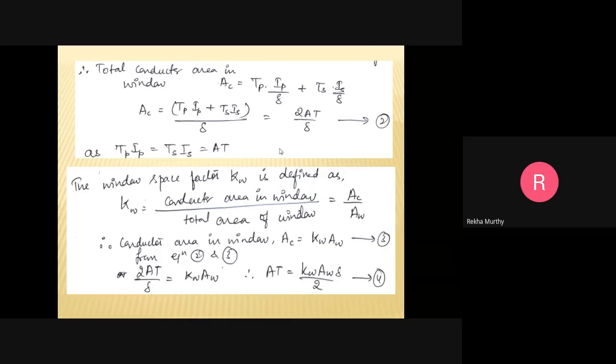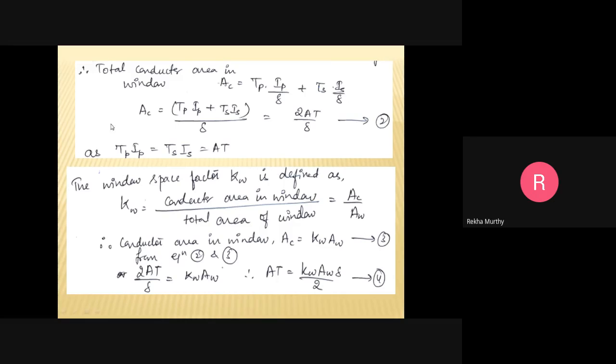Again, to find this Ac, one more formula we are going to use, that is window space factor. Next, window space factor Kw is defined as conductor area Ac divided by Aw. Remember that classwork code, Ac divided by Aw. Ac means conductor area in a window. Aw means total area of a window. From this you cross multiply, what is Ac. So to get this Ac, it is a product of Kw into Aw. So that is equation number 3.